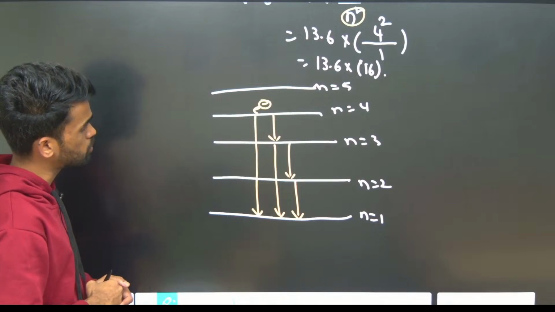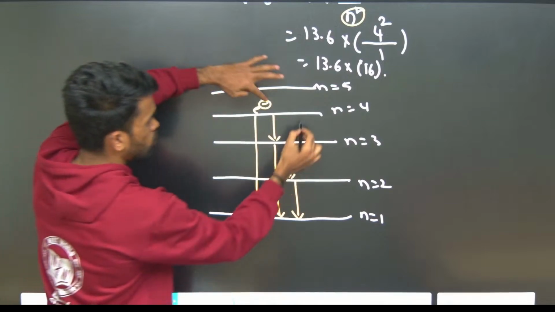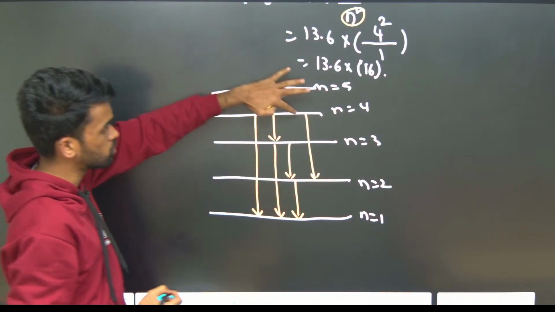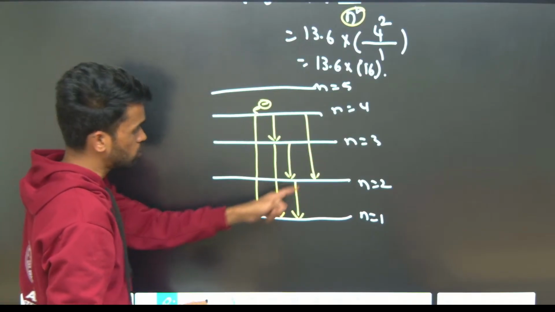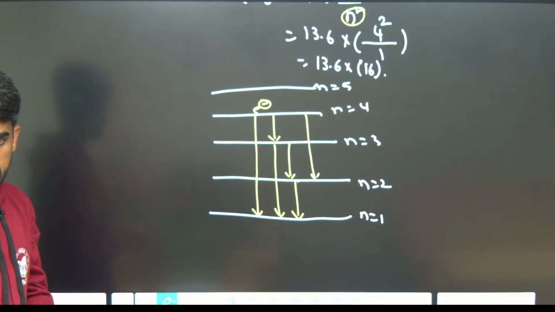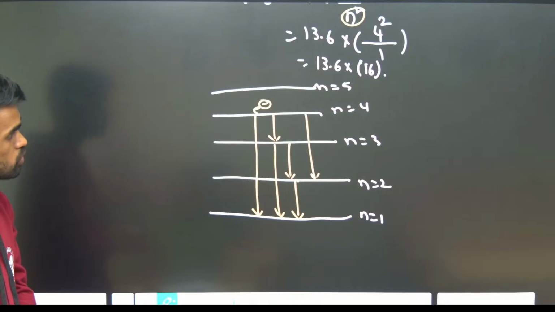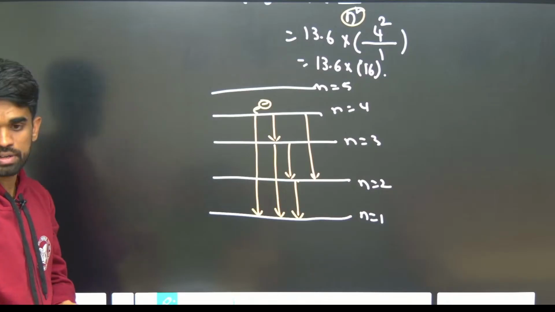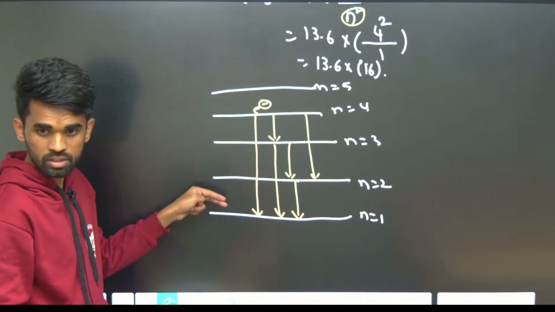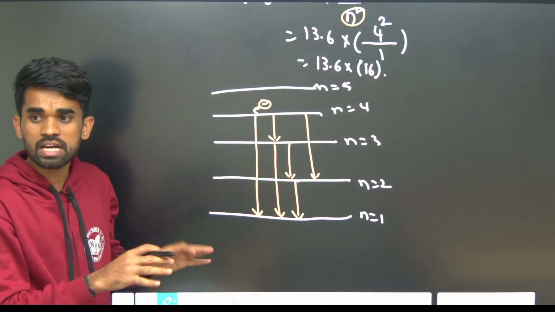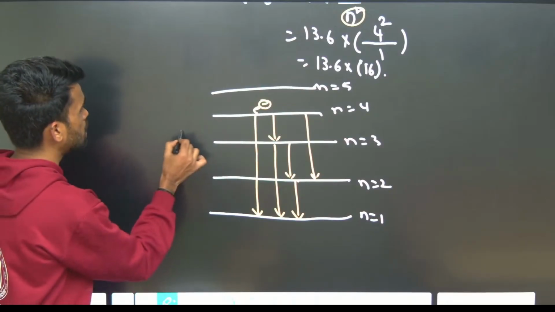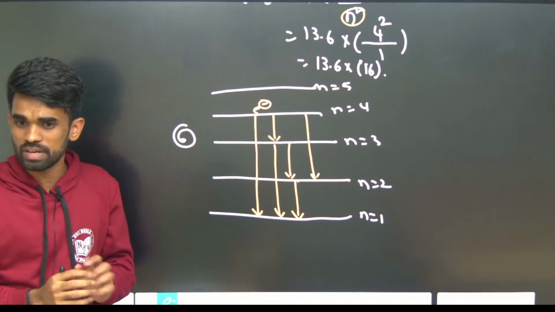Any other possibility we have? 4 to 2 directly it can come, 4 to 3 is done. 3 to 2 it can directly come, and 2 to 1 is already written. Any other possibility? 4 to 1 over, 4 to 3 over, 4 to 2 over. Next 3 to 2 over, 3 to 1 over. Next 2 to 1 over. So these are the spectral lines possible. How many? 6 we got. Writing like this and counting all the time is very difficult.